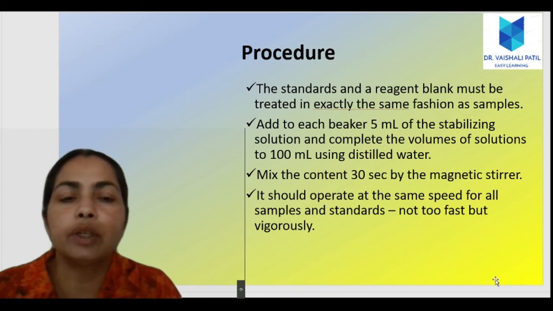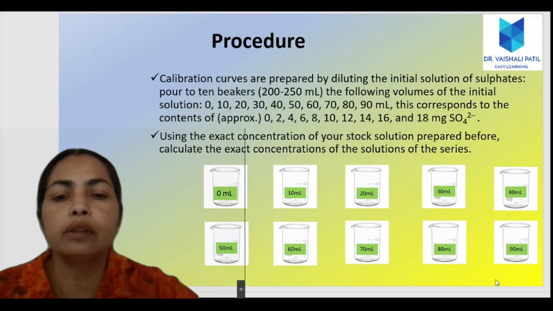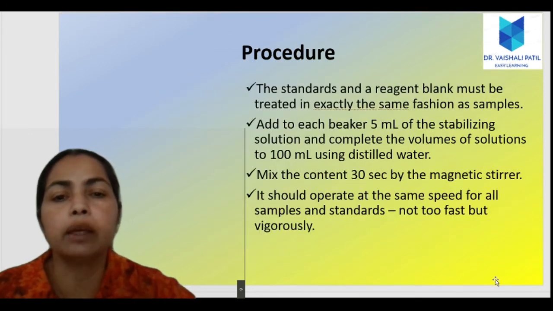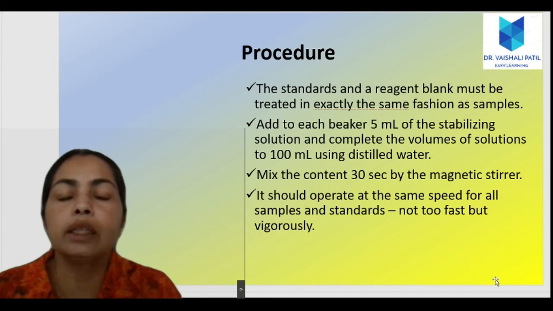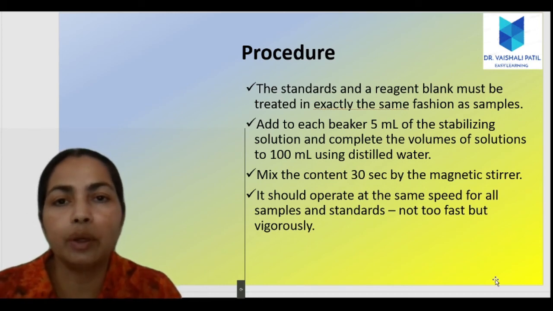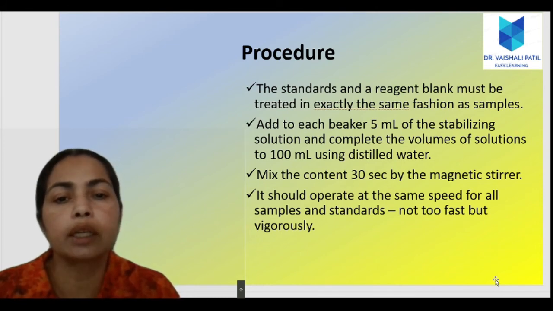For that purpose, we will take the standards and the reagent blank, the one which has 0 ml of sulfate ions. So that is our reagent blank. We are going to treat them exactly the same way as we treat the sample. Then in each beaker, we will add 5 ml of stabilizing solution and complete the volume to 100 ml using distilled water.